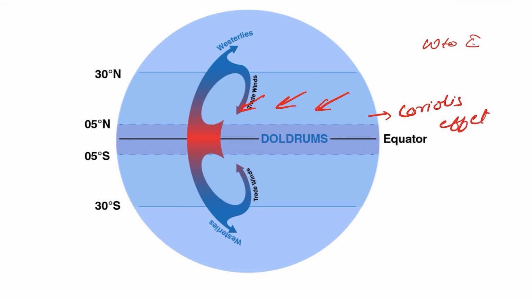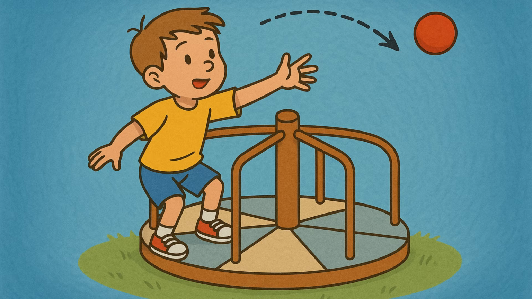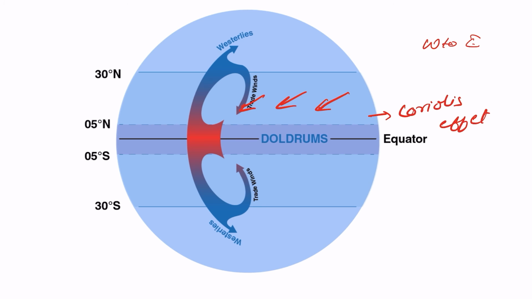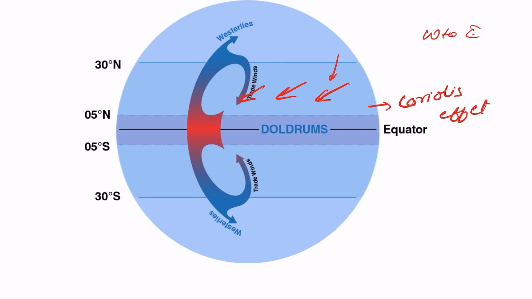Think of earth like a giant spinning playground merry-go-round. If you try to throw a ball straight across to your friend on the other side while you are on a merry-go-round, the ball would appear to curve because the merry-go-round is turning underneath it. The same thing happens to air moving across Earth's surface. The spinning motion causes the air to curve to the right. So when the air is flowing like this, because of the spinning motion, it curves to the right in the northern hemisphere and to the left in the southern hemisphere. So this is the direction of trade winds.